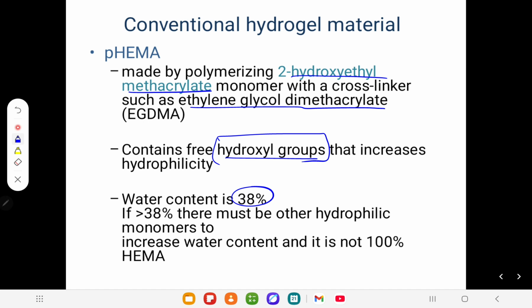So PHEMA is basically 38% water content, and if we have to increase the water content, another hydrophilic monomer should be added. So it's not 100% HEMA. What do you mean by that? The contact lens monomer is not 100% HEMA if we add other hydrophilic monomers. So when you see 70% water content in any conventional hydrogel, you must know there are other components added to HEMA to take it from 38% to 70%. Yes, that's the concept.